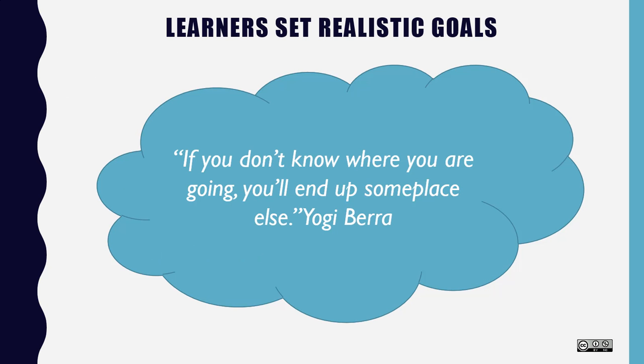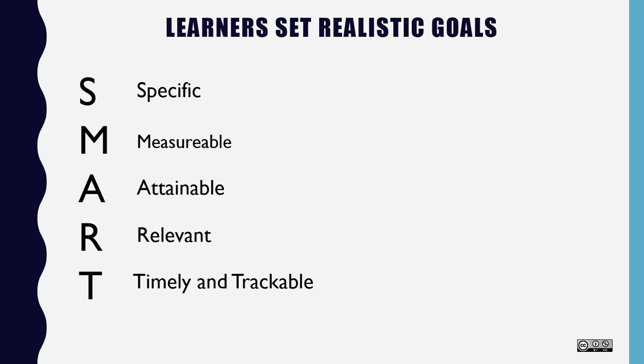Now, the next item we'll talk about is learners set realistic goals. And the following is a quote from Yogi Berra. If you don't know where you're going, you'll end up someplace else. So how can an instructor help students set goals? Well, one important thing is to give students time to do this. Perhaps this is at the start of the first lesson or near the beginning of the term or even throughout the term, having set aside hours within the class time for students to write down a few goals that they might have for the course.